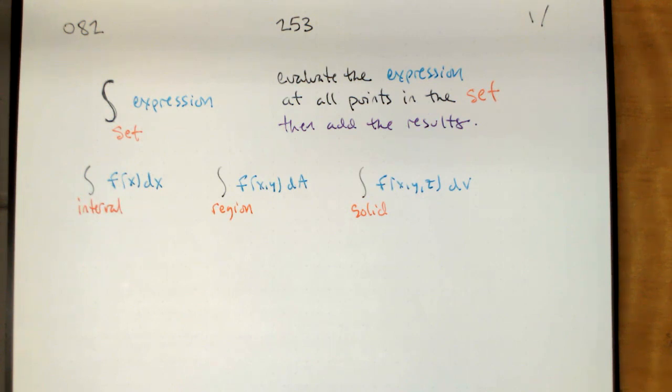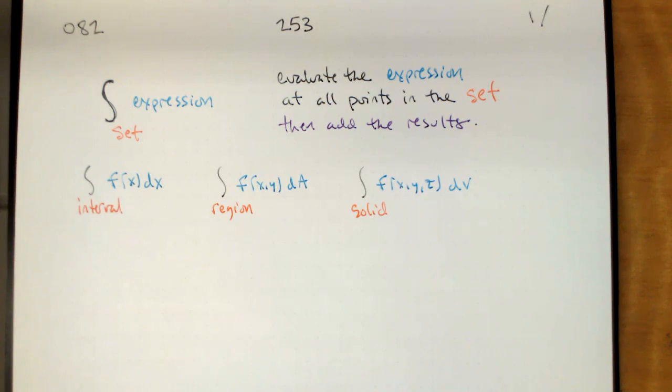That's the difference between things changing discretely and things changing continuously. But the idea is still the same. We evaluate the expression at all the points in the set, whatever that means, and then add up the results.